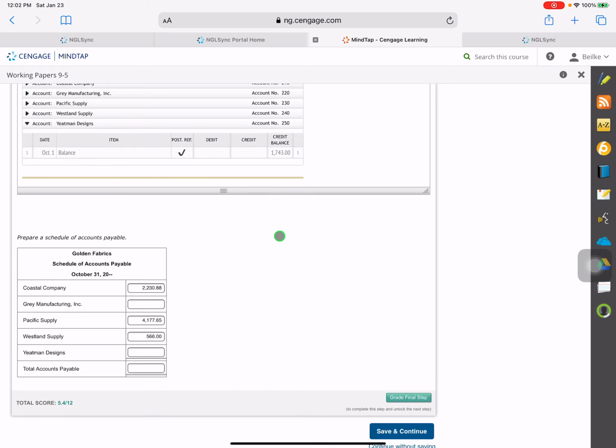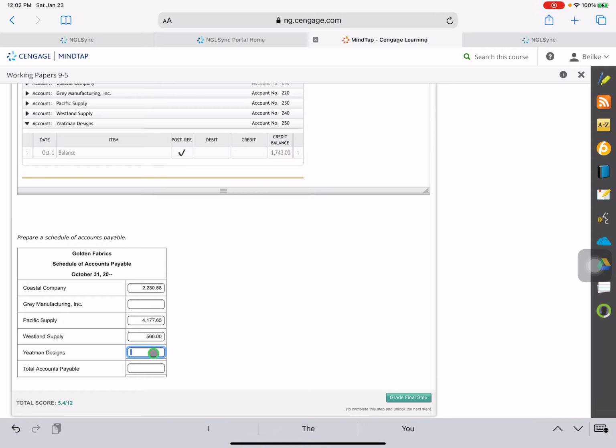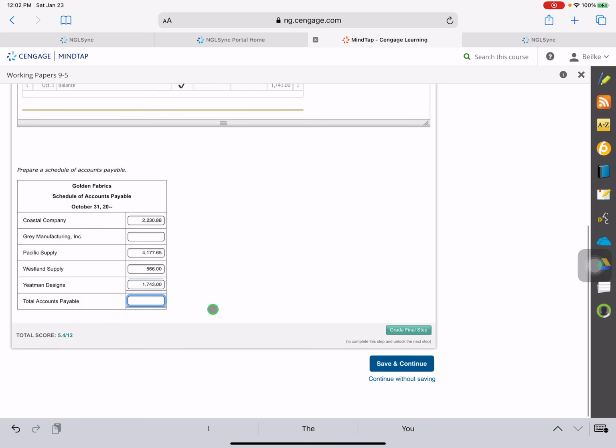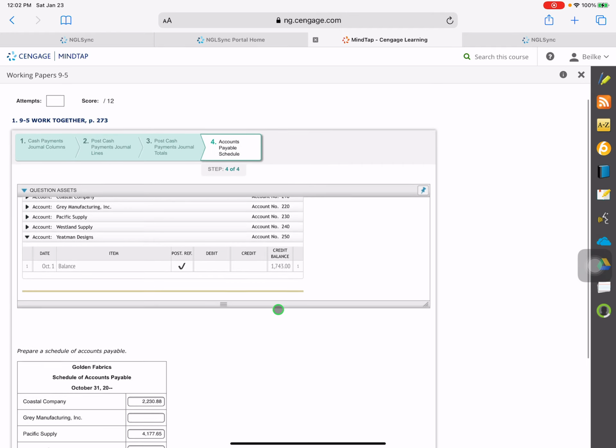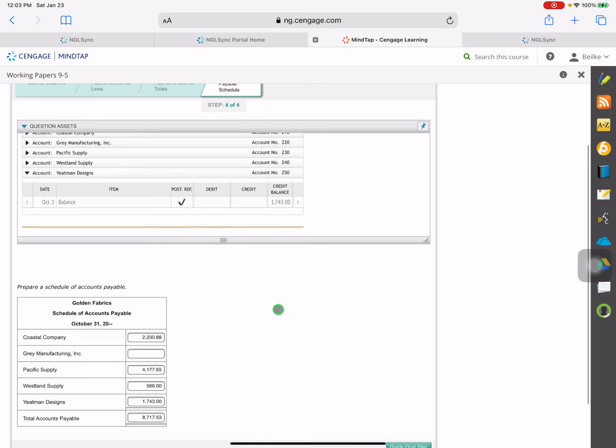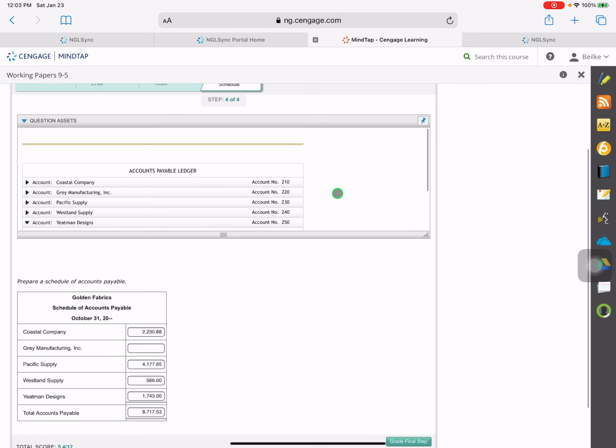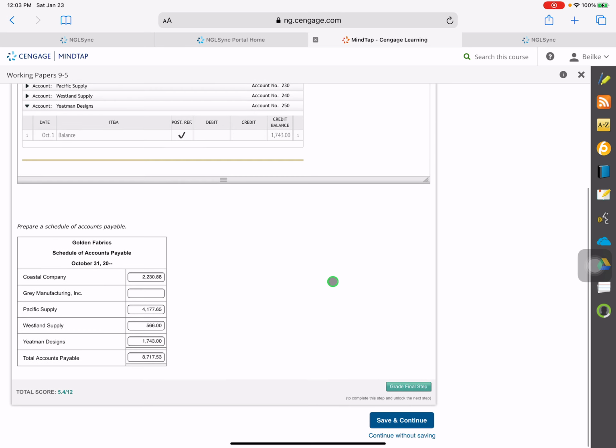Yeatman, looks like you owe them $1,743. And then you would go through and add all of the numbers from your vendors. You come up with a total of $8,717.53. Okay, if you remember from before, that was the balance that we had in our accounts payable account that I told you to remember. If those two numbers do not match up, then something is wrong.